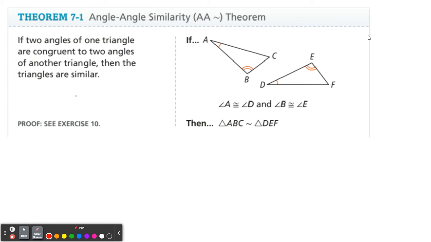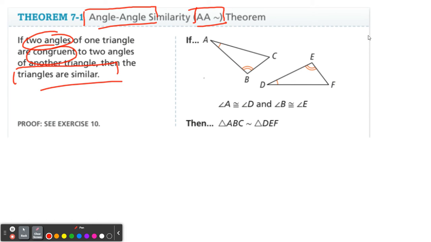Okay, so here it is. Angle-angle similarity. Again, angle-angle with the squiggle, right? So if we have two angles of one congruent to two angles of another, then the triangles are similar. So if angle A is congruent to angle D, and angle B is congruent to angle E, then the triangles are similar.